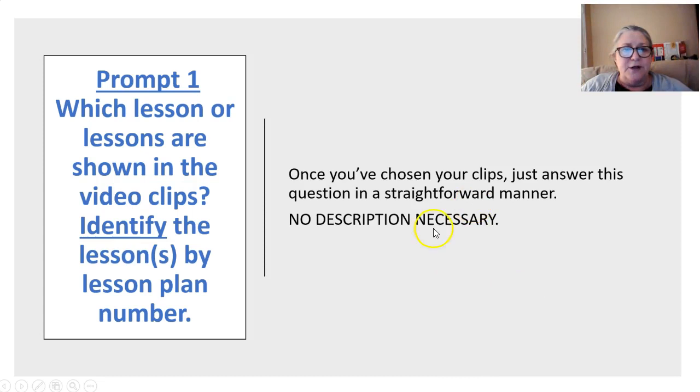Okay, so let's look at prompt 1. Prompt 1 is very straightforward. It says which lesson or lessons are shown in the video clips. So all you're doing is identifying. You're saying clip 1 is from lesson 1, clip 3 is from lesson 2 or 5. They could even both be from the same lesson, although I don't recommend that. There's nothing wrong with it. No description here is necessary. You just need to identify. Always pay attention to those verbs in the prompts.